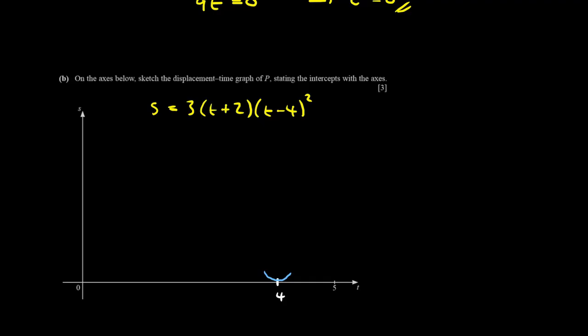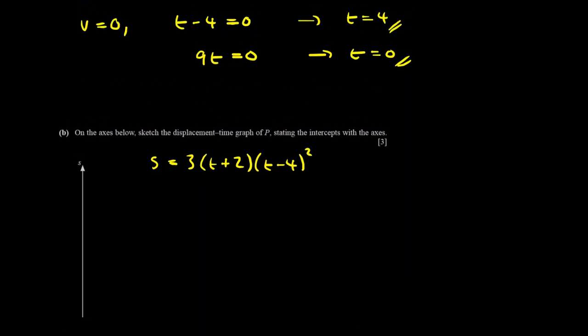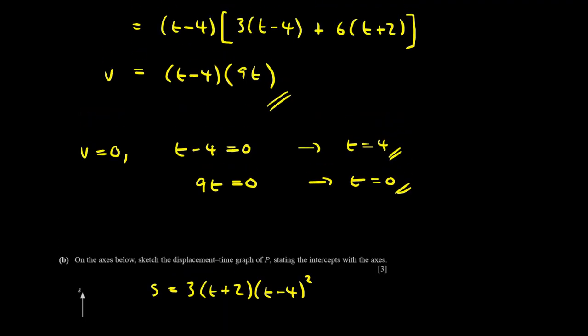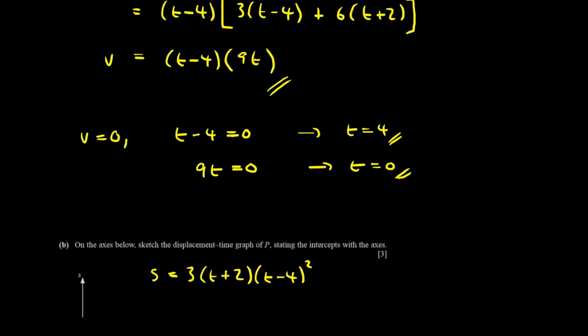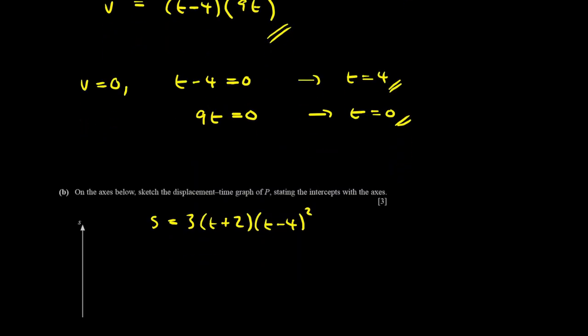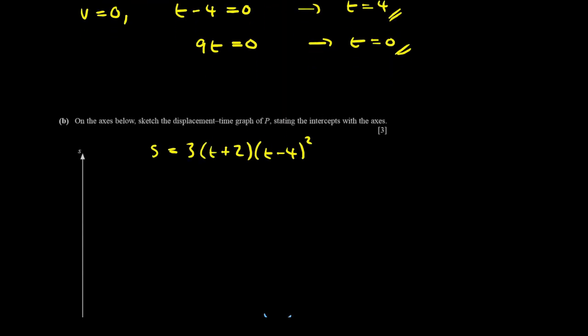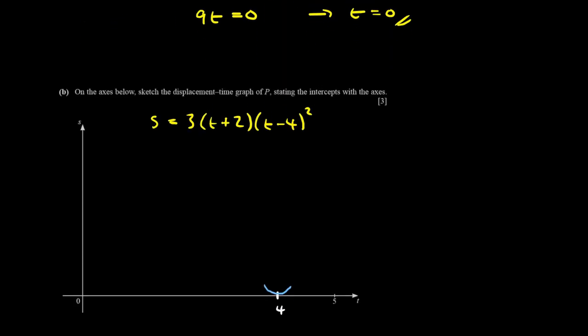All right then, so we've got that. What's another thing that would be helpful for us to do? Well, we've already stated in the previous part of the question that we've got a stationary point when t is equal to 4 and when t is equal to 0. Okay, so if we've got a stationary point when t is equal to 0, then what's that going to look like?